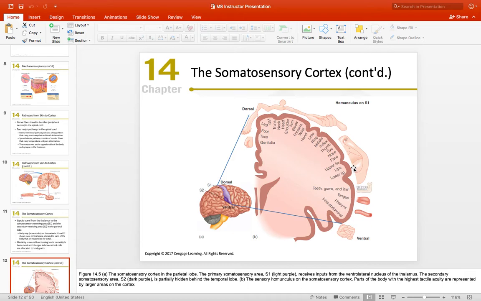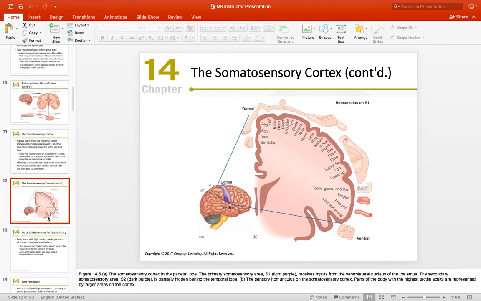We see the same type of thing again with this system, where the lips and the hands and so forth get disproportionately more cortex devoted to them, because this requires the highest amount of resolution to be able to manipulate objects. The highest tactile acuity is represented there. You've got to be able to grab and work with tools, so you need lots of neurons for the fingers, basically. That's what we're looking at there.